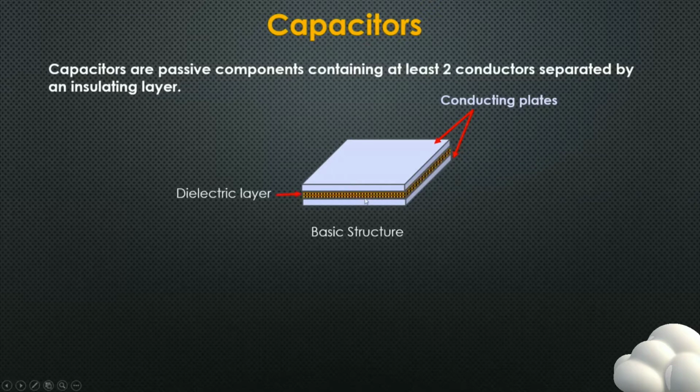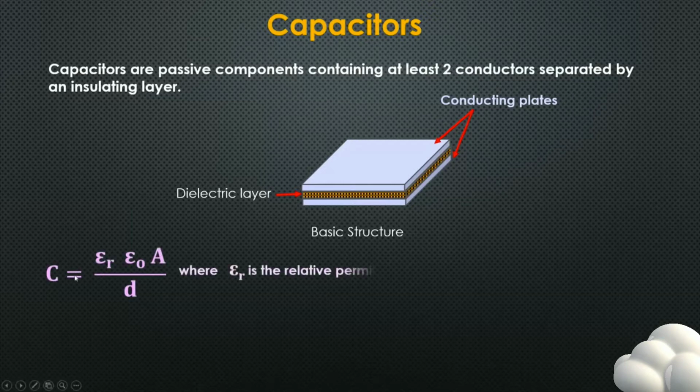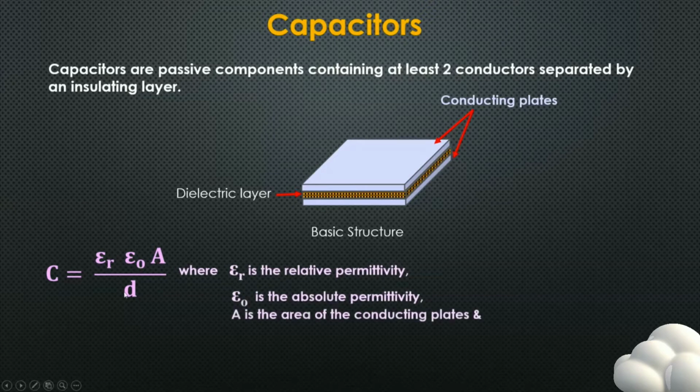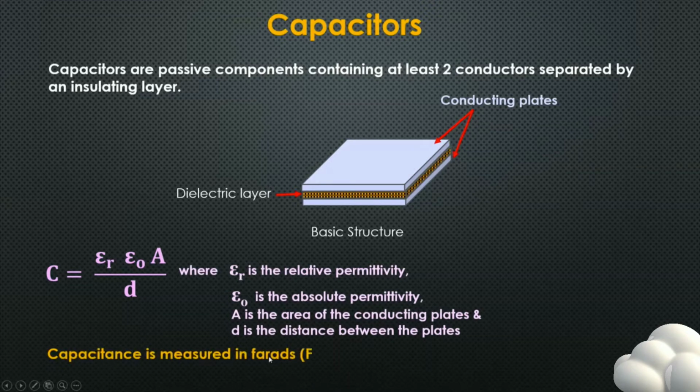Capacitors are passive components containing at least two conducting layers separated by an insulating layer, which is also called dielectric. The formula for the capacitor is given by epsilon r epsilon O A upon D, where epsilon r is the relative permittivity, epsilon O is the absolute permittivity, A is the area of conducting plates, and D is the distance between the two plates.